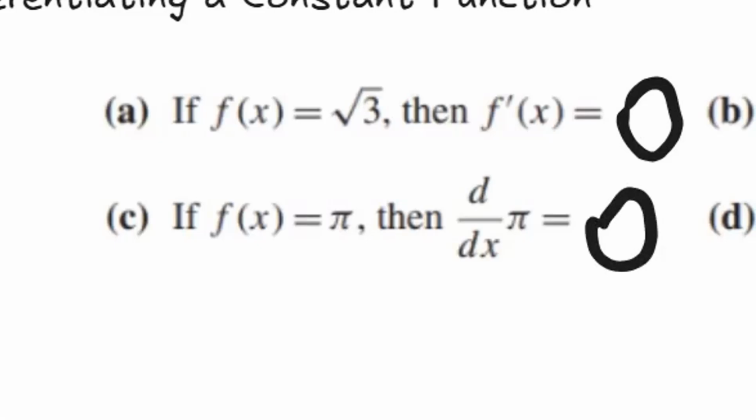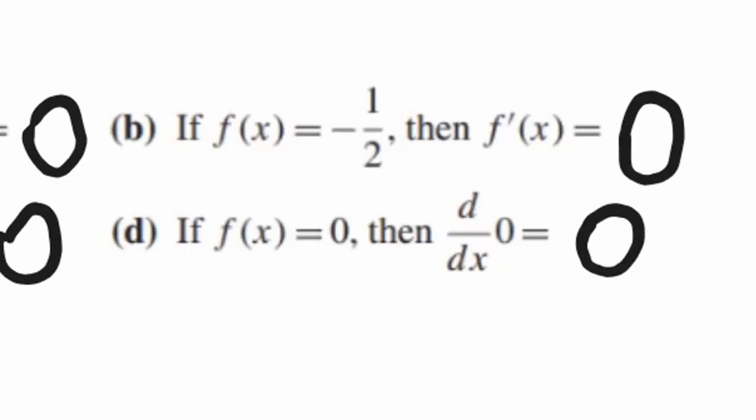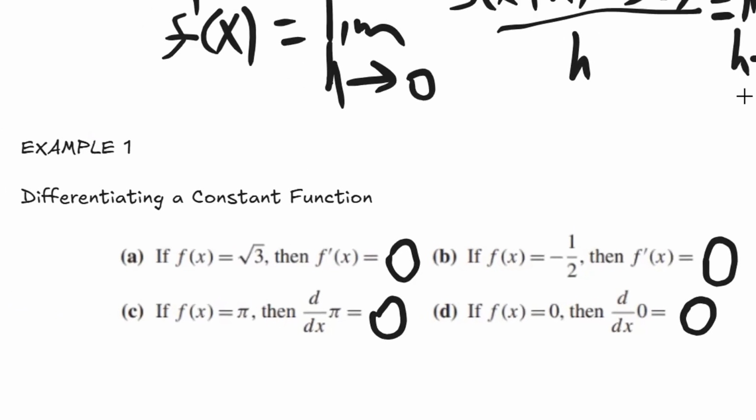In fact, if the function itself is 0, the derivative of the constant 0 is 0. What we're illustrating here is that no matter what the constant is, the derivative is 0. The graph of a constant is always going to be a horizontal line, so its slope is always 0. Therefore, its derivative is always 0.